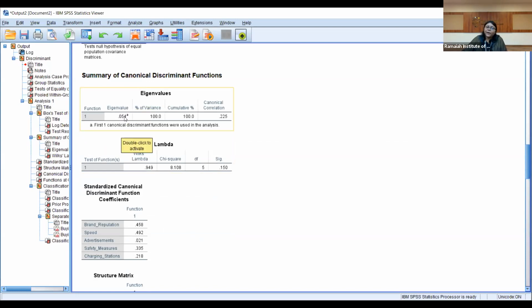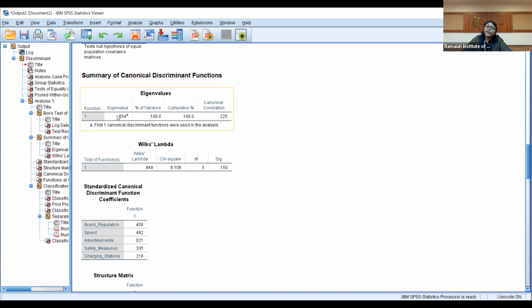Now in this case, the most important thing is the eigenvalue. Now what does this eigenvalue say? This eigenvalue lies between 0 and 1. If the value is closer to 1, that means for whatever discriminant function we are considering, all these independent variables have a higher discriminant function or they are more positive towards this function. What we have considered here is brand reputation, speed, advertisement, safety measures and charging stations. Now all these things have either high or low impact on the discriminant function.